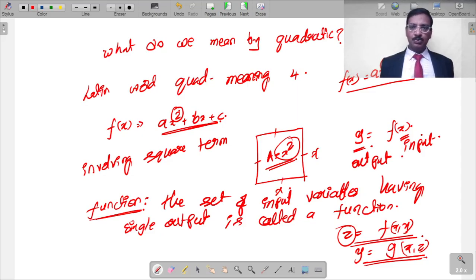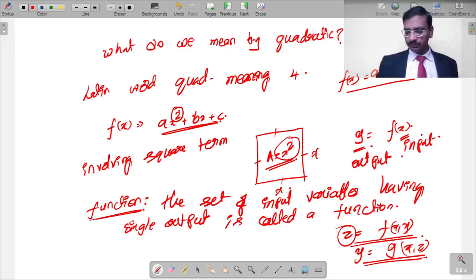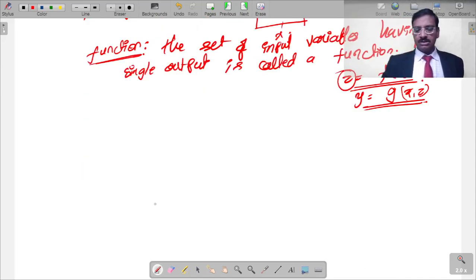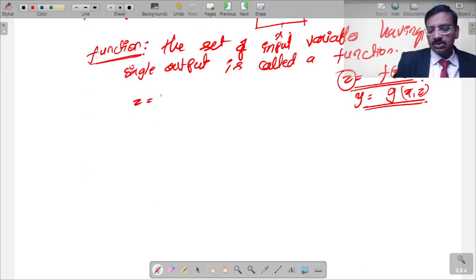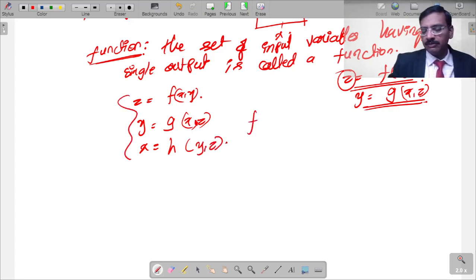But among the input variables, any variable can be expressed as a function of the other variables. See this: I call z is equal to some function of x comma y, and here y can be expressed as some other function of x comma z, and x can be expressed as some other function of y comma z, and all these are called functions.